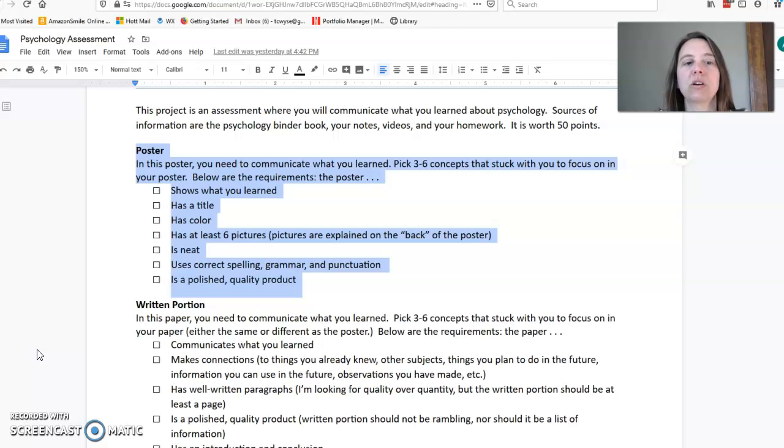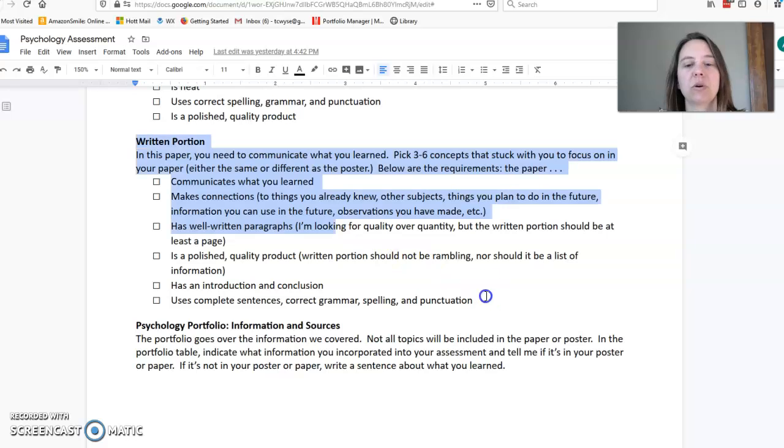The poster will show what you learned, will have a title, have color, have at least 6 pictures that are explained on the back of the poster, and is neat, uses correct spelling, grammar, and punctuation, and is a polished quality project. We will talk more about that poster in a minute.